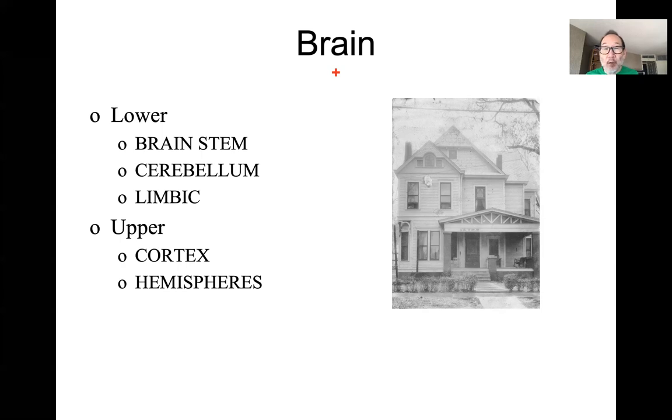more complex stuff, not just the life supporting stuff related to life and facilitating life, but more complex behaviors, besides just eating and sleeping and so on. And in the upper part of the house, or in the brain, you have the cortex and hemispheres, which are more involved in complex human behaviors and cognitive processes.